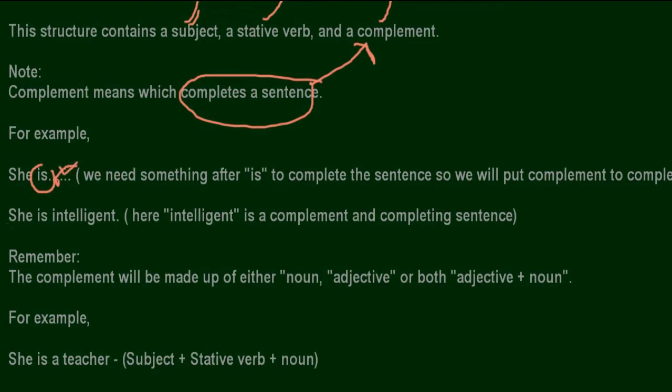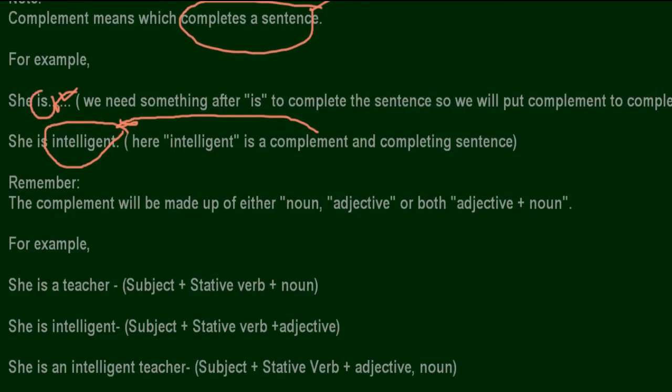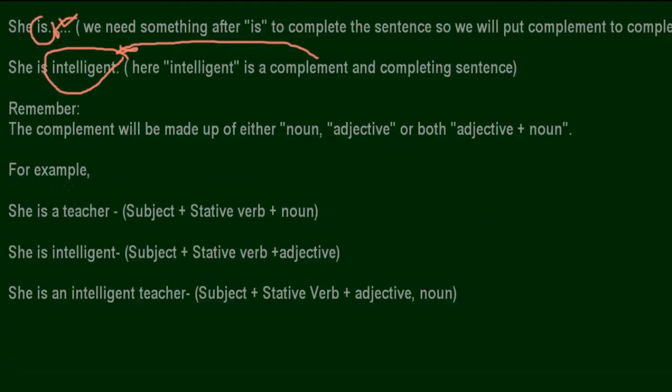So if I write the same sentence, she is intelligent, then intelligent is a complement. It is a complement because it is completing the sentence, giving us a full meaning. I hope it is clear now what a complement is. Remember, a complement will be made up of either a noun, an adjective, or both adjective plus noun. For example, she is a teacher: she is the subject, is is a stative verb, and teacher is a noun.